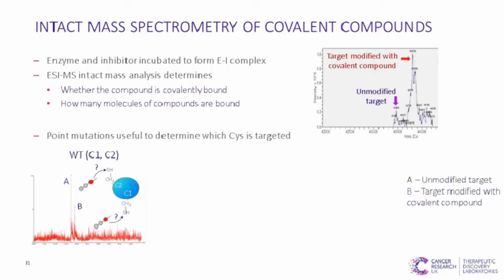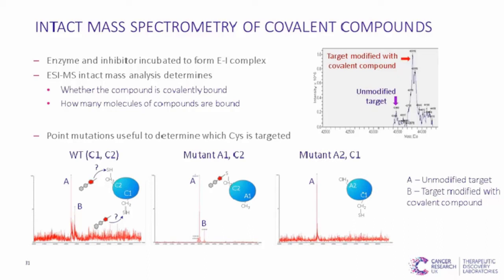With a very simple system with just two cysteines, for example, point mutations can be used to determine which cysteine is targeted by the compound. In this example, cysteine 1 and cysteine 2, we don't know which one is being targeted by the compound, and peak A is the unmodified target, and peak B corresponds to the target modified with a covalent compound. In the first mutant, cysteine 1 was mutated to an alanine, and the peak was retained, suggesting that binding was occurring at cysteine 2. When the complementary mutant was done, the peak disappeared, indicating that the compound was indeed targeting cysteine 2.